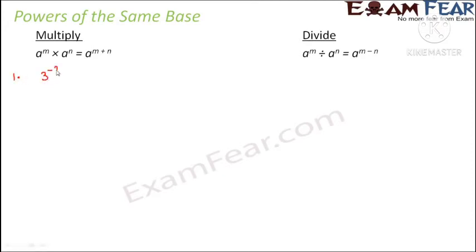Let's say you have 3 to the power minus 2 multiplied by 3 to the power 3. So what would be the result? It would be 3 to the power of the sum of minus 2 and 3, that is, minus 2 plus 3. So plus 3 minus 2 would be 1. So this would be 3 to the power 1.